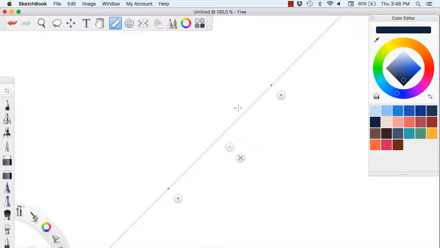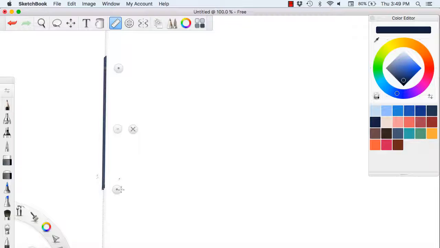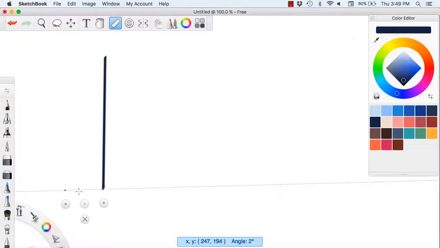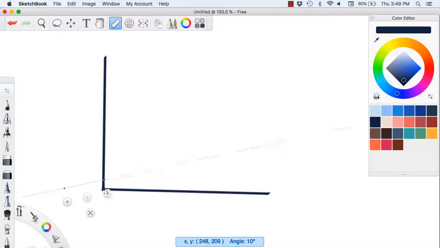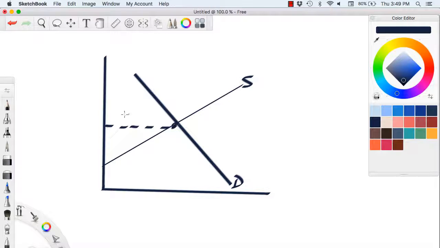Now I'm going to use my ruler tool to very quickly draw a supply and demand curve model. I apologize for the time it's taking me to do this, but we want to get this diagram very nice. So I've got my supply and demand curve. Here's my supply curve, here's my demand curve. Here's the equilibrium price, PE. Here's the equilibrium quantity, QE.